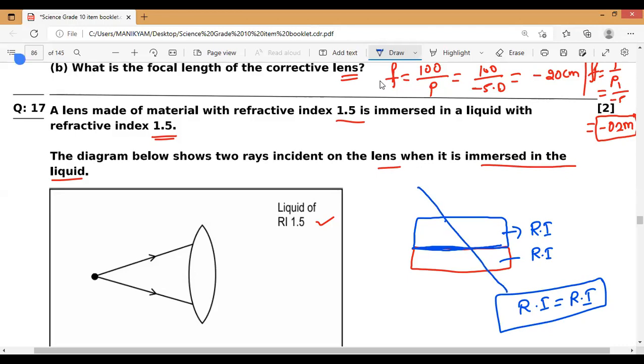Do you remember that? Even though I insert the light obliquely, will it go with deviation or without deviation? No refraction will take place. Is it right or wrong? Please respond. Yes, no refraction because the refractive index is equal.